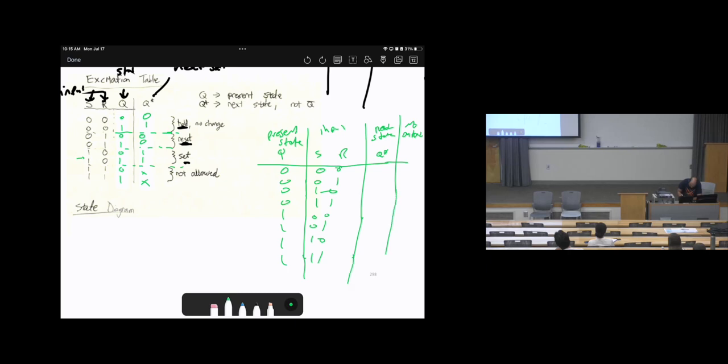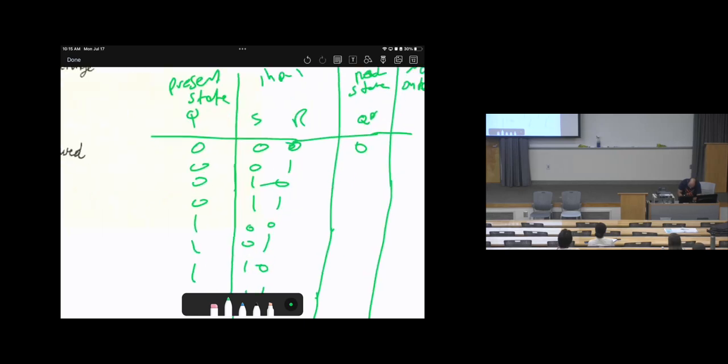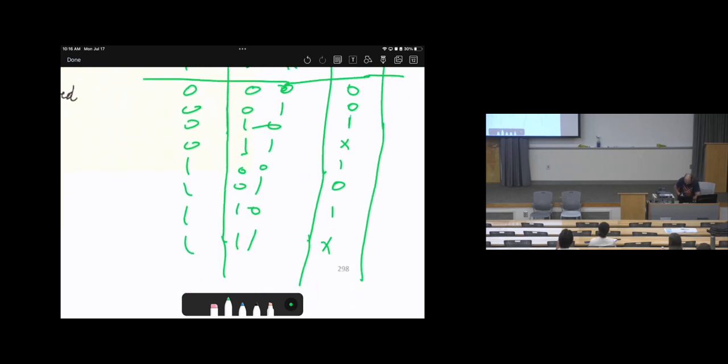Let's look at this again in terms of Q. S and R are 0, 0, which means hold, so Q star will be 0. R equal 1 means reset, so Q star will be 0. S equal 1 is set, so Q star will be 1. 1, 1 means forbidden state. Then 1, 0, 0: we are in hold, so this will be 1. 1, 0, 1 means we are in reset, so this will be 0. 1, 1, 0 we are in set. This will be 1, and 1, 1, 1, which is forbidden. I just redid this.